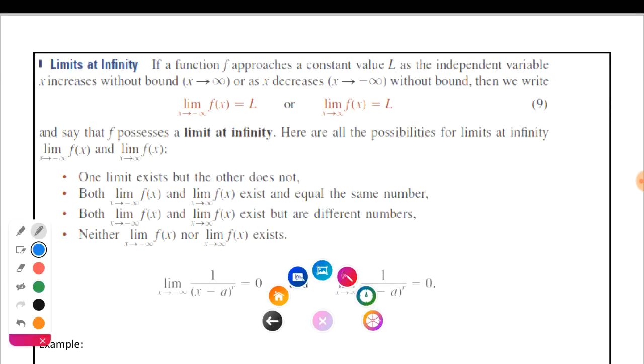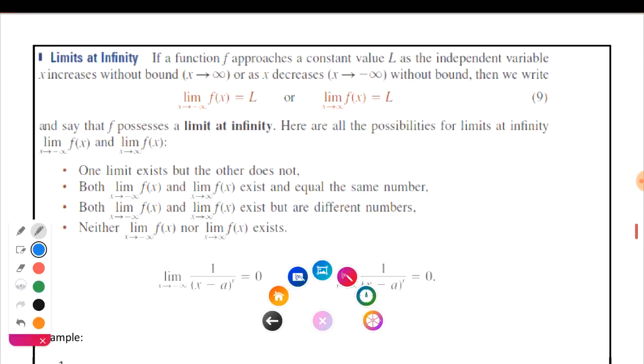Continue the solution of worksheet 7. Our lesson today is talking about limits at infinity. Limit at infinity means f of x approaches some value as the independent variable x increases without bound or decreases without bound. How do we express this using limit? Limit of f of x as x decreases without bound, x approaches negative infinity. Here x approaches what?